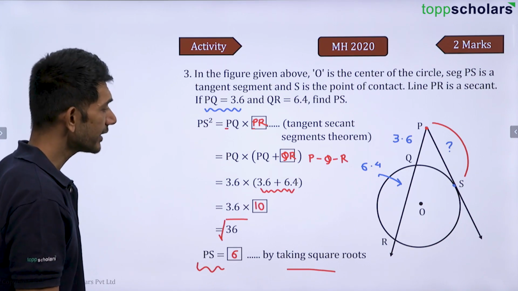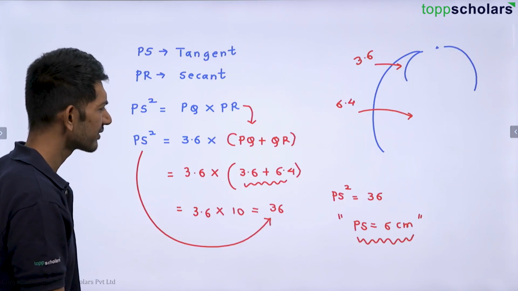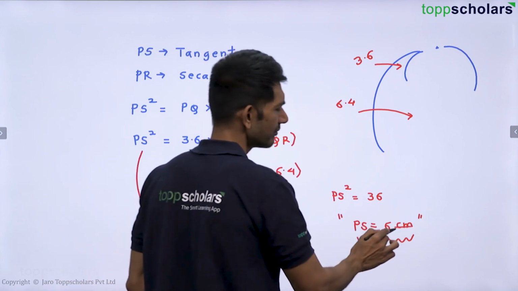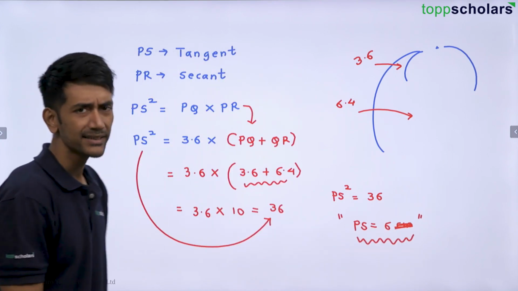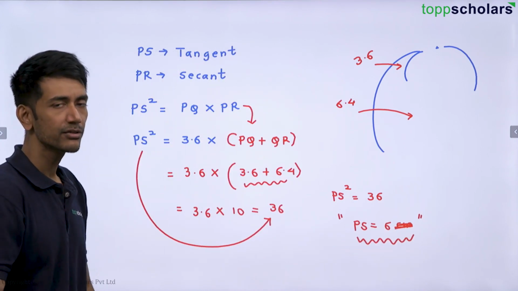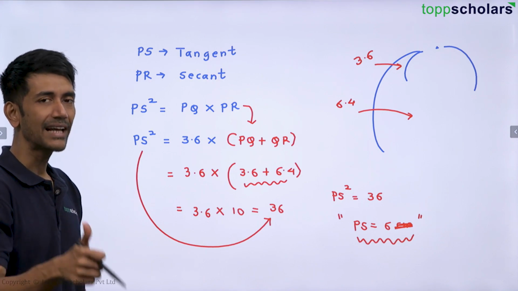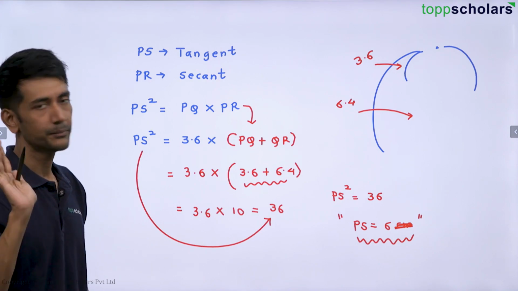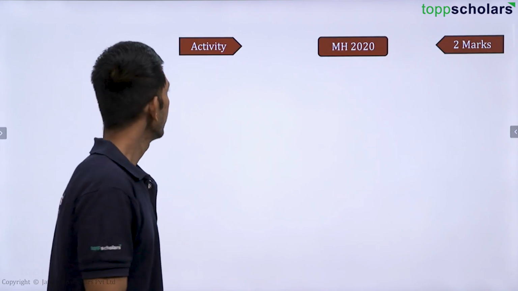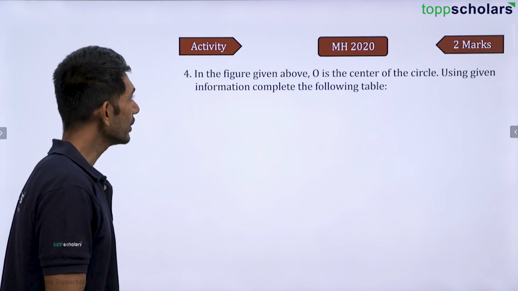Write down correctly the units. Okay, units are not there, so 6. Let's ignore centimeter. Let's write down 6. I hope this is clear to all of you. Simple question, tangent secant segment theorem. Okay, perfect. So let's have a look at a new question now.